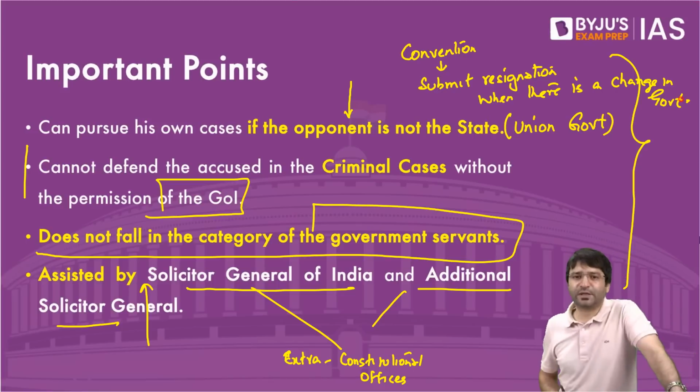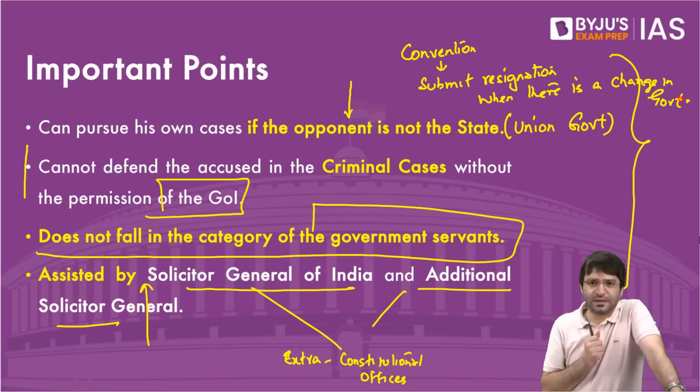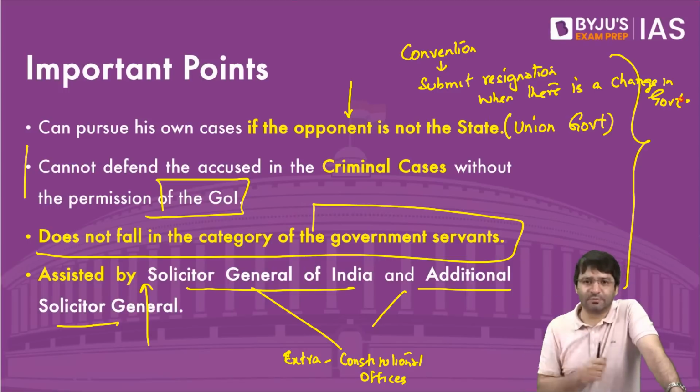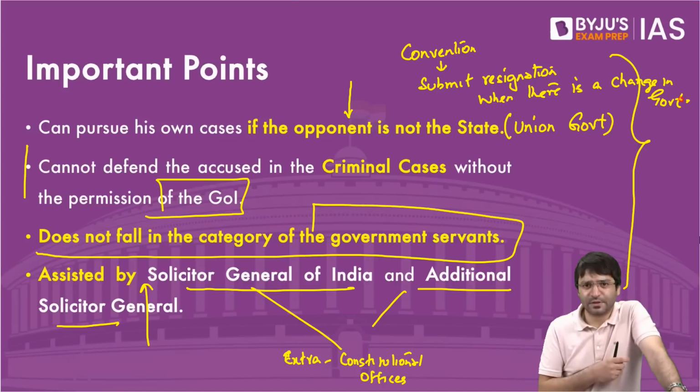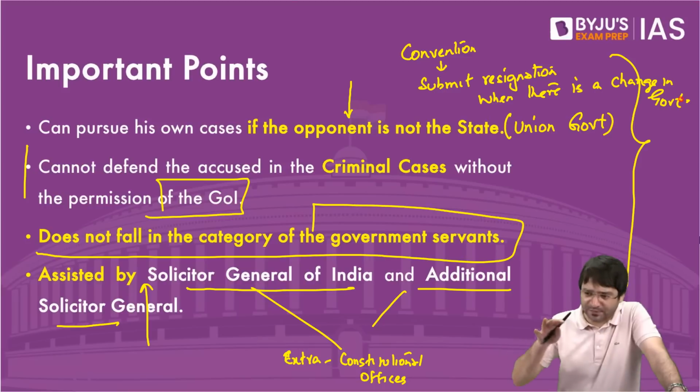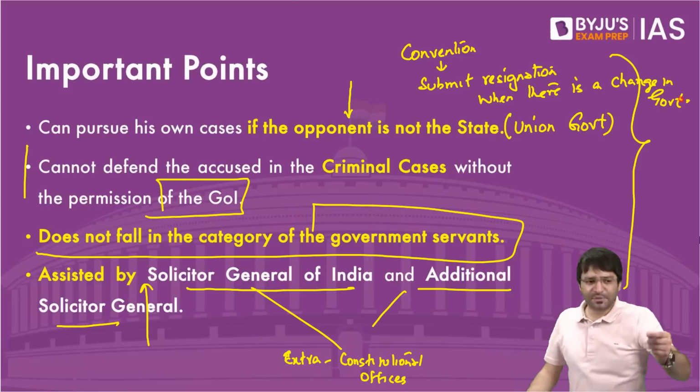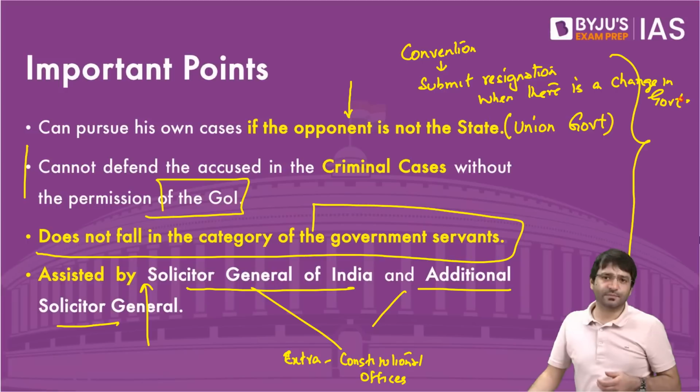Let's say G.E. Vahanvati was appointed as the Attorney General by Dr. Manmohan Singh's government. On the advice of Dr. Manmohan Singh, the president appointed Mr. Vahanvati as the Attorney General. Now the government changed. Dr. Manmohan Singh is voted out of power. Now Mr. Modi comes to power. Mr. Vahanvati submitted his resignation.